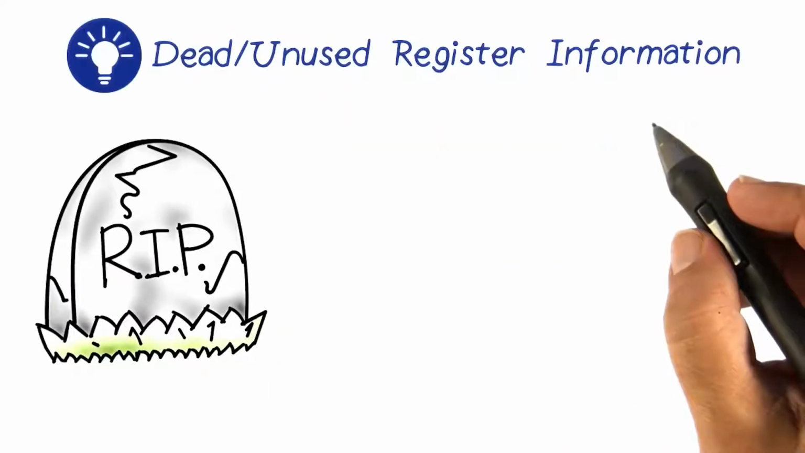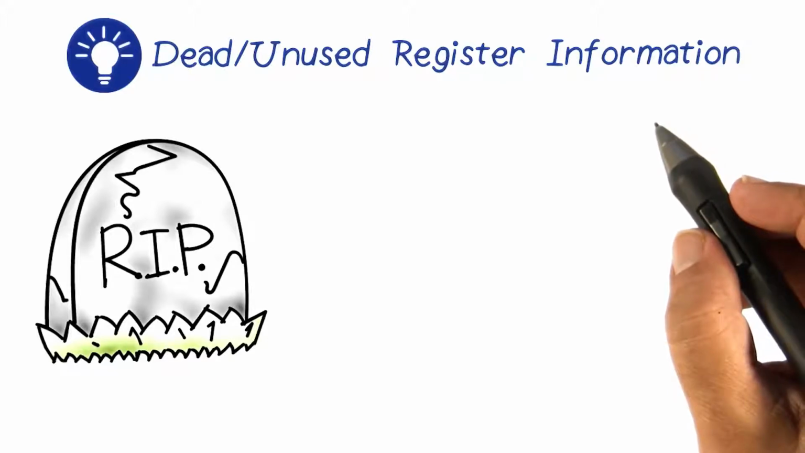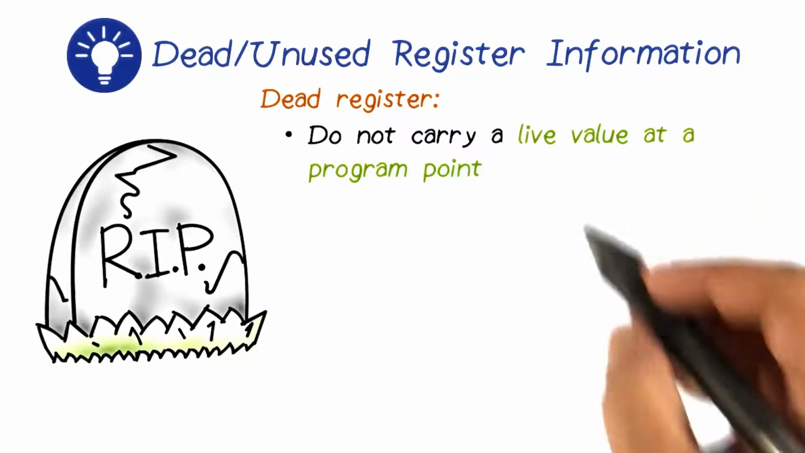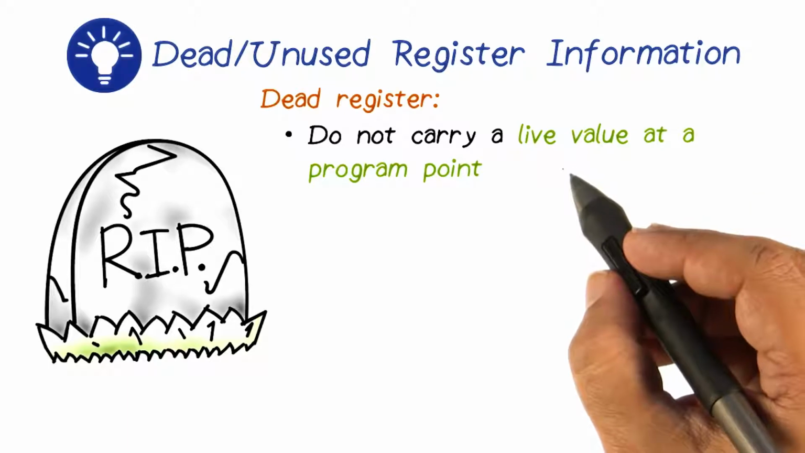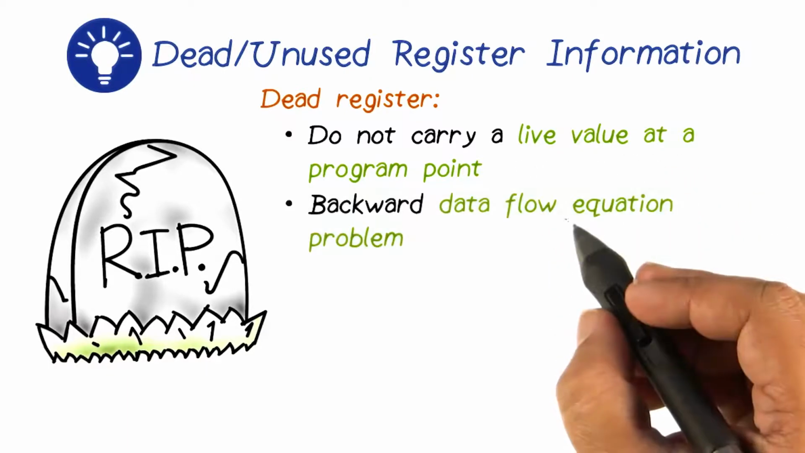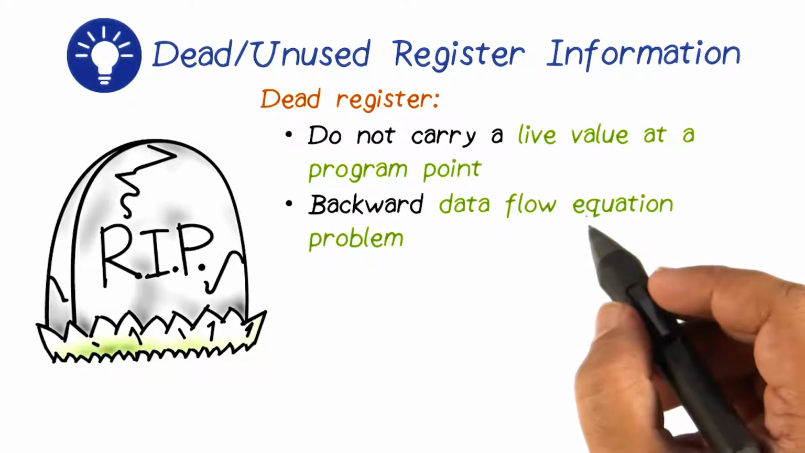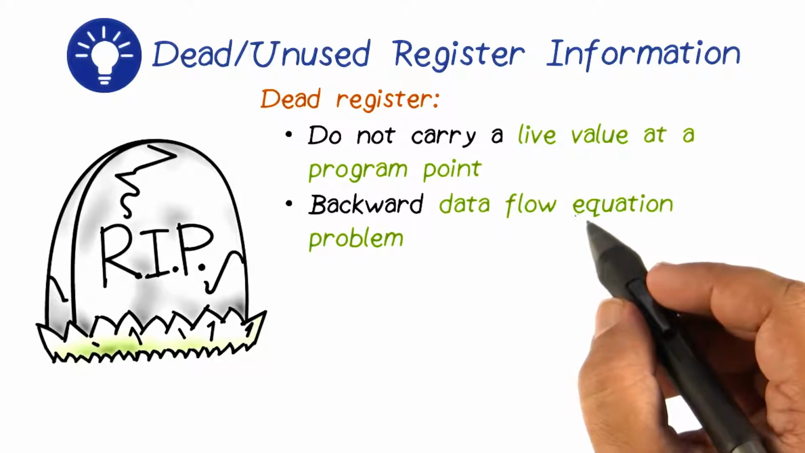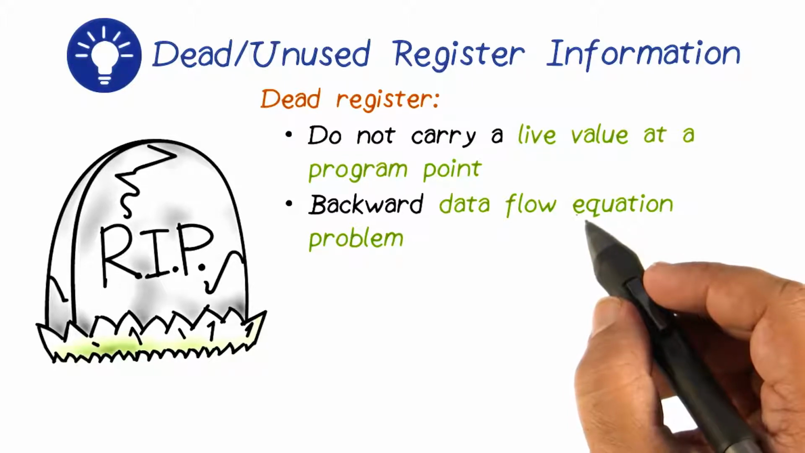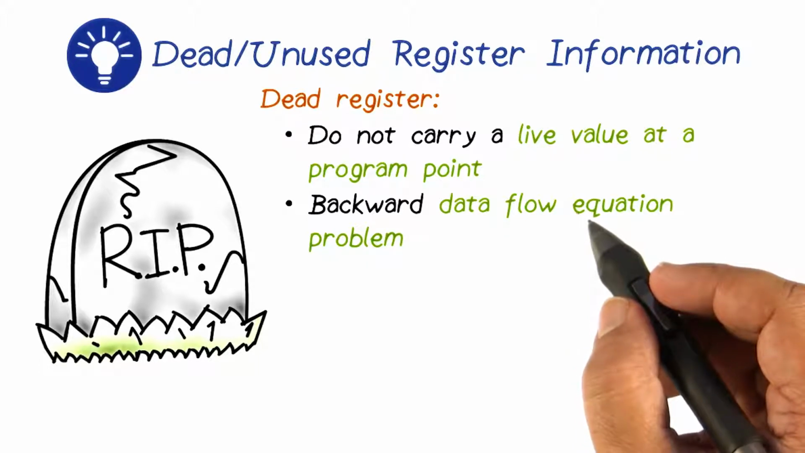Now let's look at the dead unused register information analysis, how it is done. As I mentioned earlier, a dead register is the one which does not carry a live range at a given program point. So how do we find it? We find it through a backward data flow equation, and the analysis is exactly the same as the live variable analysis that we saw in the earlier reading assignment. The details of this analysis are also in the paper which is assigned along with the slide for reading.